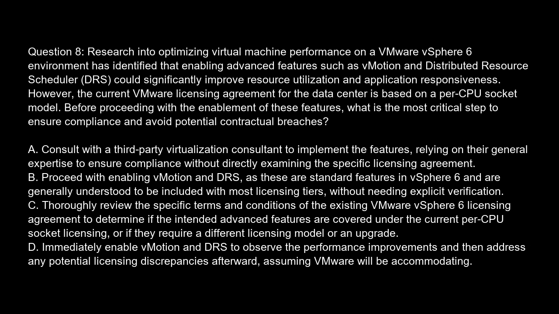Option C. Thoroughly review the specific terms and conditions of the existing VMware vSphere 6 licensing agreement to determine if the intended advanced features are covered under the current per CPU socket licensing, or if they require a different licensing model or an upgrade. Option D. Immediately enable vMotion and DRS to observe the performance improvements, and then address any potential licensing discrepancies afterward, assuming VMware will be accommodating.